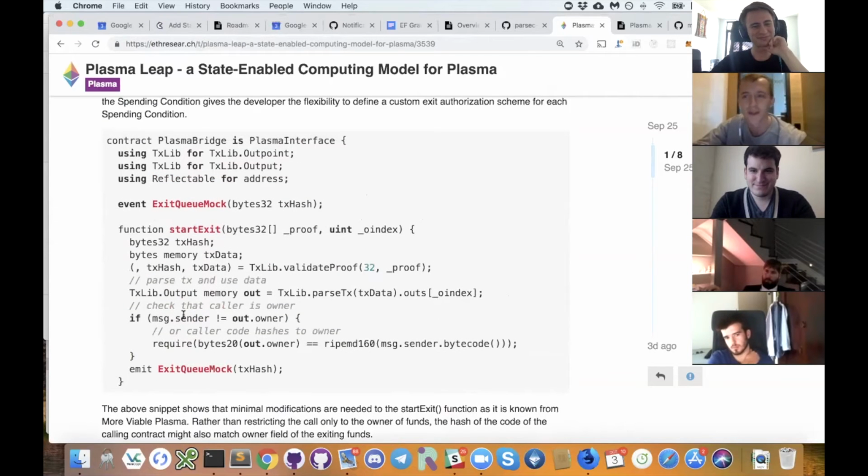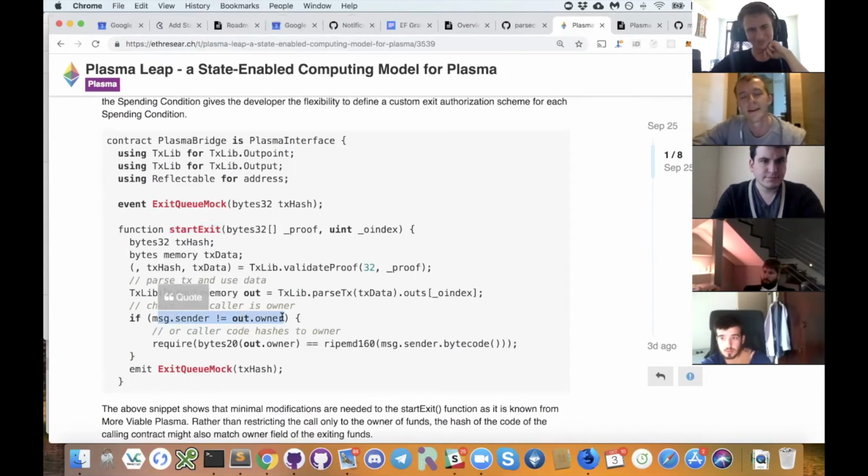And for that, we only need to modify the Plasma contract a little bit. And that is in the start exit function here. We parse the transaction, we do all the things, and then if the message sender is not the owner of the coins, then we check if maybe the hash of the code of the contract that is calling us is the same as the address that the coins belong to. And that way, when you want to exit your smart contract, you deploy it on the main network first, and then you exit the coins to it. And then you fulfill your spending condition on the main network.